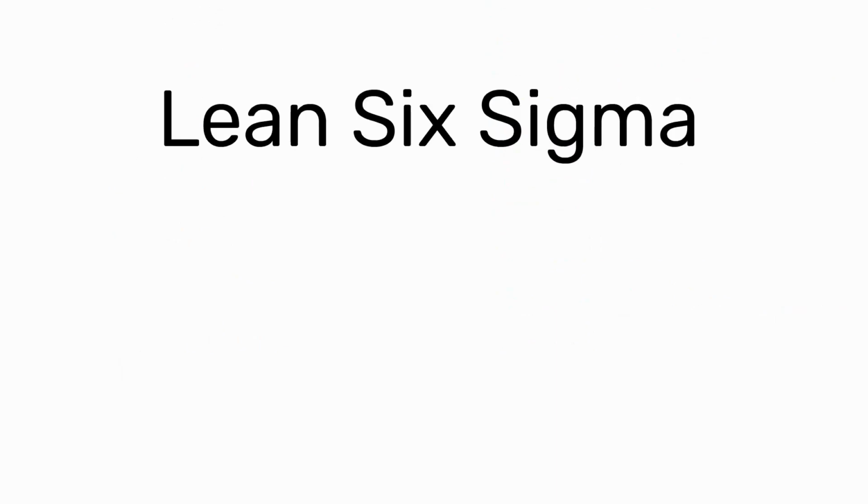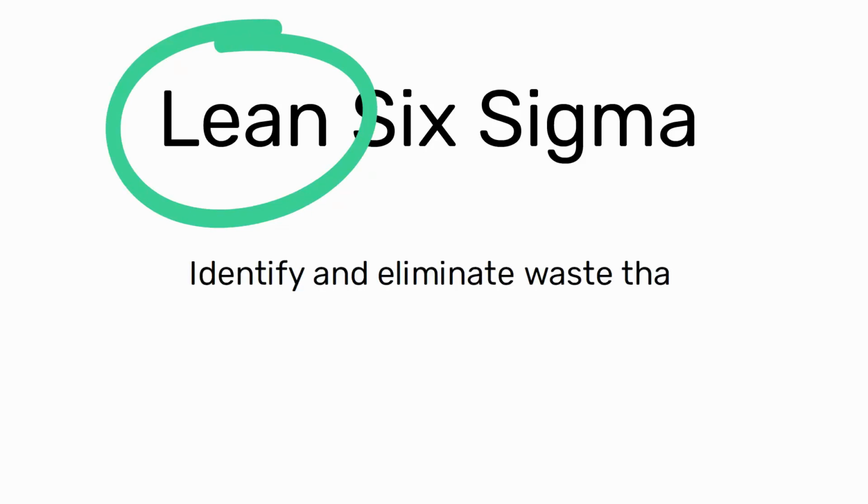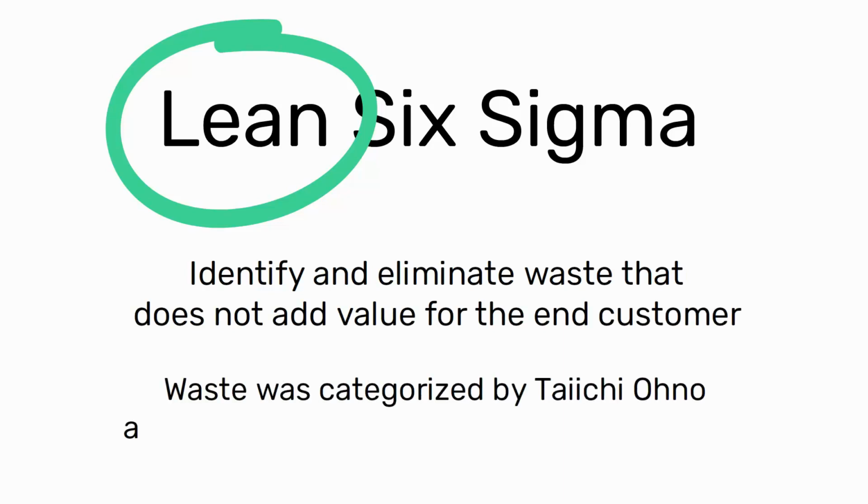Conclusions. In this video, I define that the lean methodology aims to identify and eliminate waste. Waste costs resources and does not add value for the end customer. Waste was categorized by Taiichi Ono, and the father of all waste is overproduction.